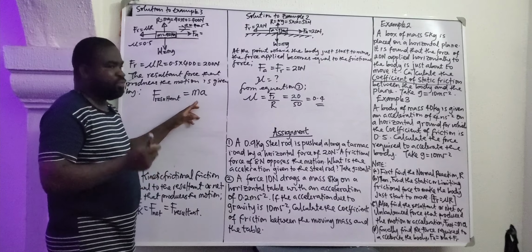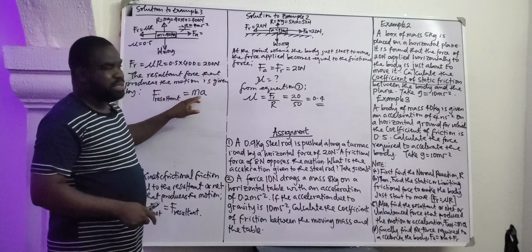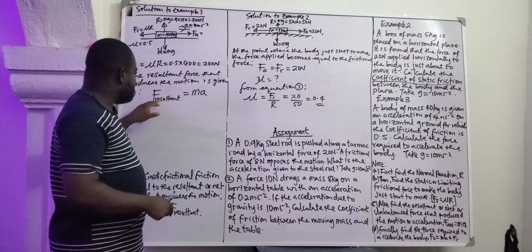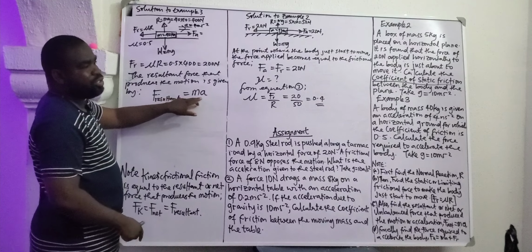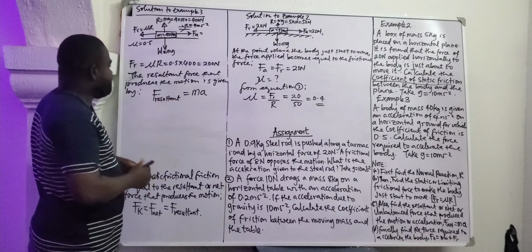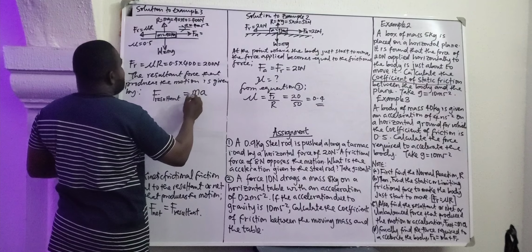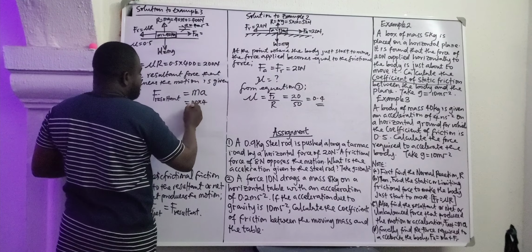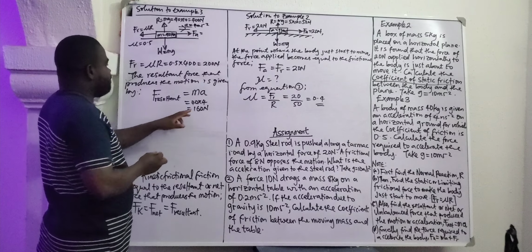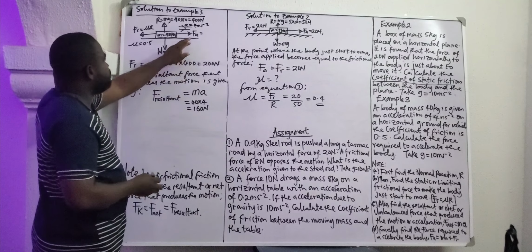Acceleration. This formula is obtained from the formula of force. We know that force is mass times acceleration. So here, this resultant force, like I said in this point, is also equal to the kinetic frictional force. That is what produces the motion. It is given by ma. So that will be given as m, that's the mass, is 40, a is 4. That will give us 160 Newton.